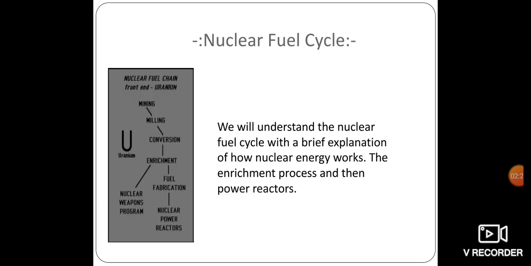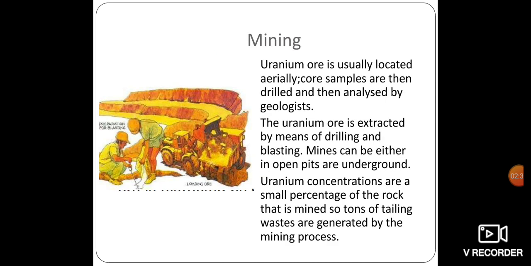Nuclear fuel cycle. In this, we will understand the nuclear fuel cycle with a brief explanation of how nuclear energy works, the enrichment process, and then power reactors. Initially, the mining takes place for the extraction of uranium. Uranium ore is usually located aerially. Core samples are then drilled and analyzed by geologists.